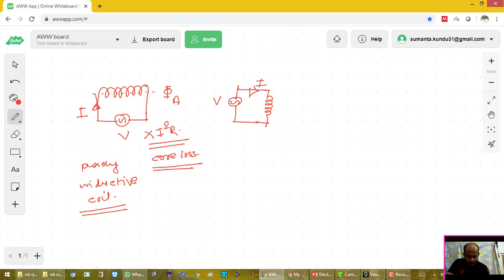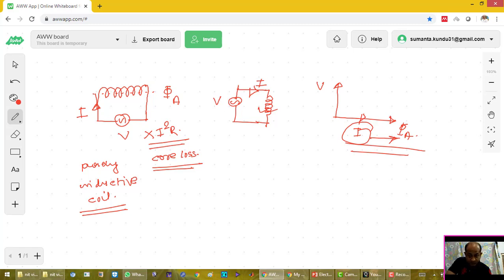For this inductive circuit, we know the phasor relation: a 90-degree phasor relation exists. This is my current, this is my voltage. Voltage leads the current by 90 degrees, or current lags the voltage by 90 degrees, and along this axis the flux is acting. Because the entire current I creates the magnetic flux phi A, both are in phase.